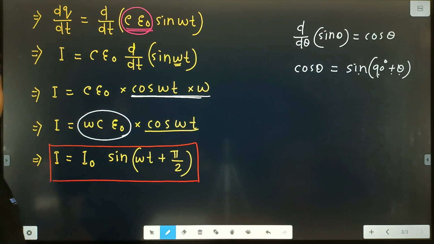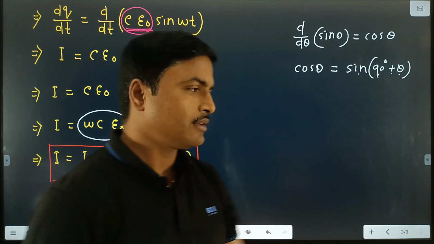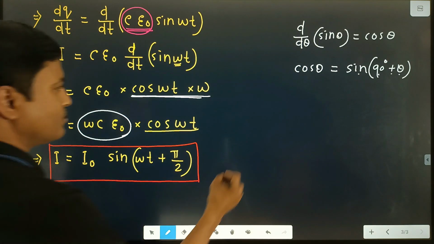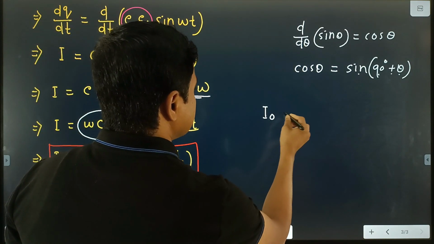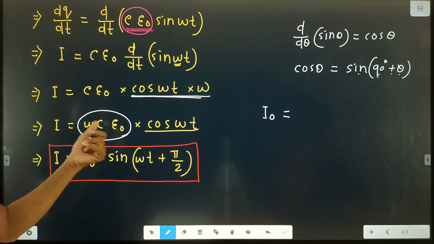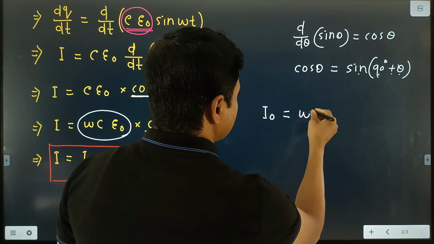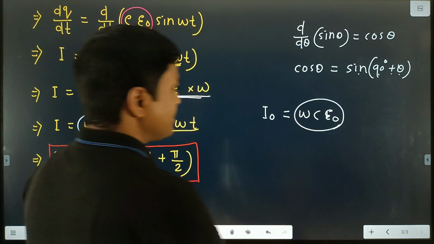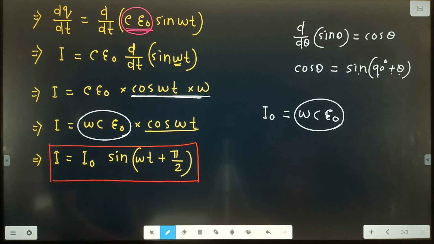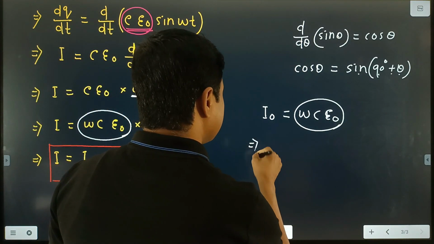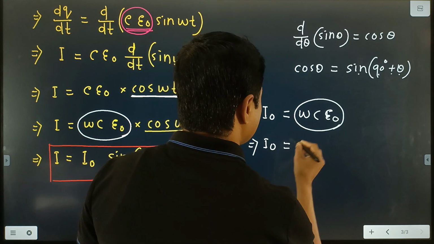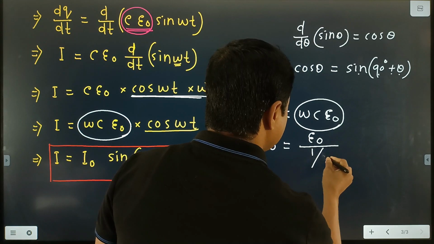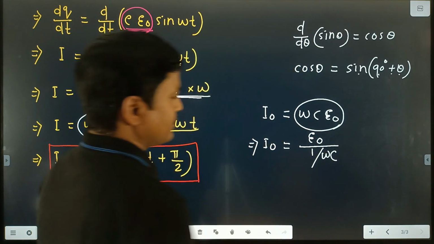Clear? At any instant of time t, this is the expression, and in this expression there is I0. I0 is equal to omega C into E0. This is the peak value, and we can also write I0 is equal to E0 divided by 1 divided by omega C. Clear?